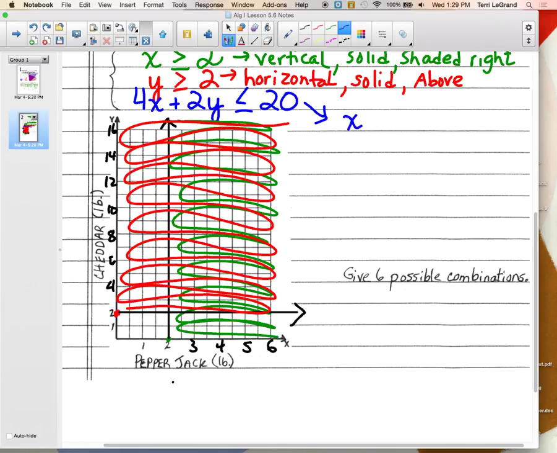So we're going to find the x-intercept first. To find the x-intercept, we put 0 in for y. So what we really have is 4x is less than or equal to 20, right? The y's are gone. So now we have 4x that has to be divided by 4 and 20 that has to be divided by 4. What is that? 5. So our x-intercept for this one is 5. I'm going to go put that on my graph.